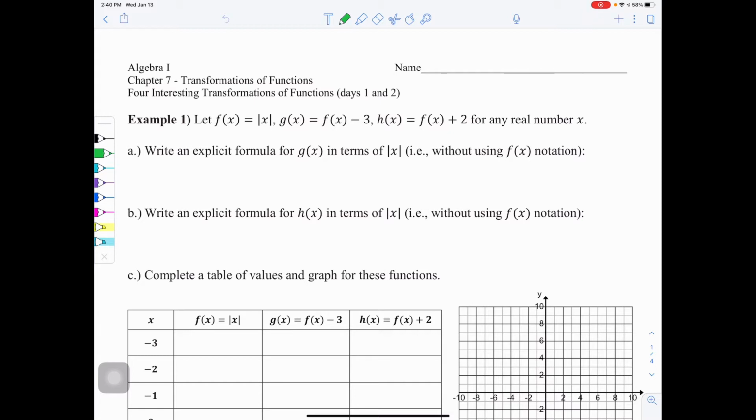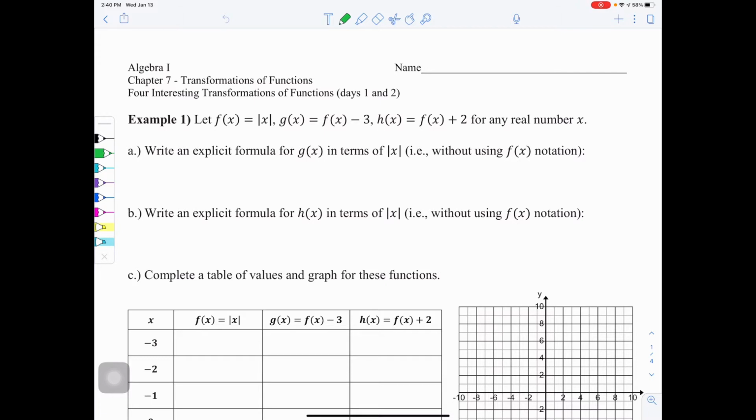All right, example 1 says, let f of x equal the absolute value of x, g of x is equal to f of x minus 3, h of x is equal to f of x plus 2 for any real number x. So the first thing they'd like us to do is write an explicit formula for g of x in terms of absolute value. So let's talk a little bit about what that top notation looks like.